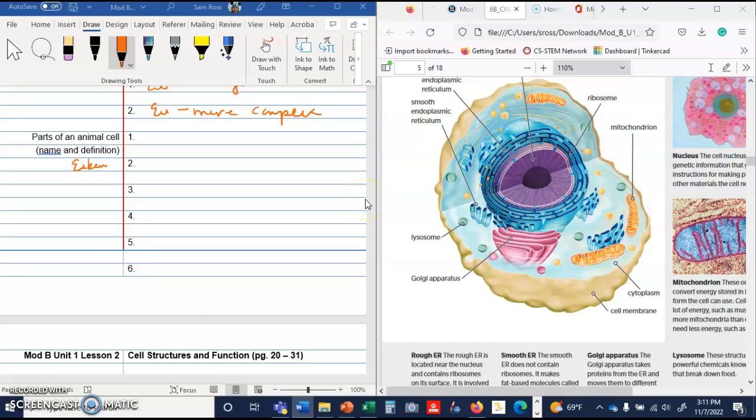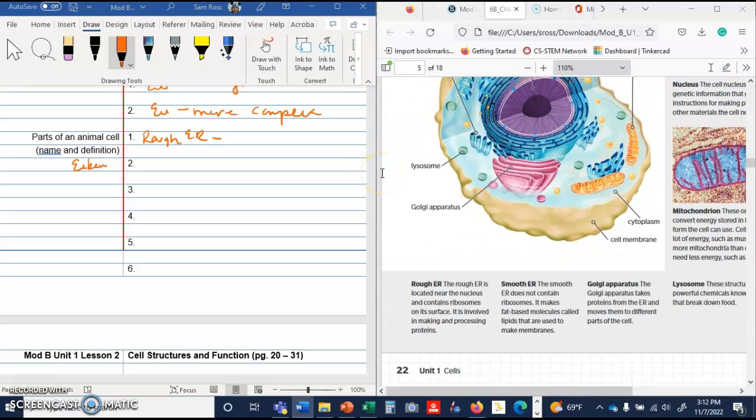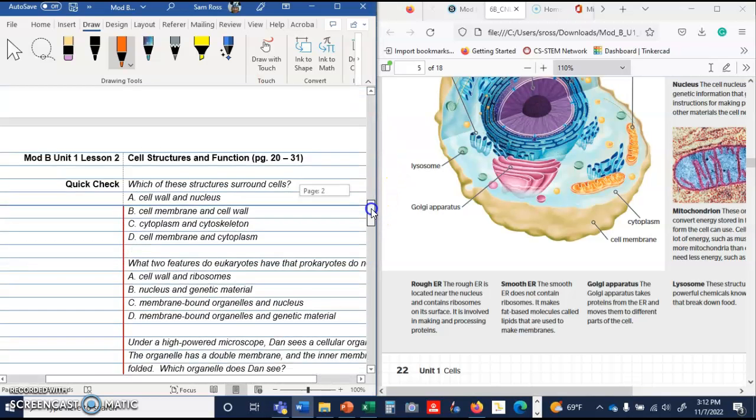So you're going to want to list all of these. Here, we'll go with the rough ER. And then you're going to want to list what it does. So the rough ER is located near the nucleus, contains ribosomes. It's involved in making and processing proteins. So I would write making and processing proteins. And you might want to go ahead and pause this, write those down. But I'm going to keep going.